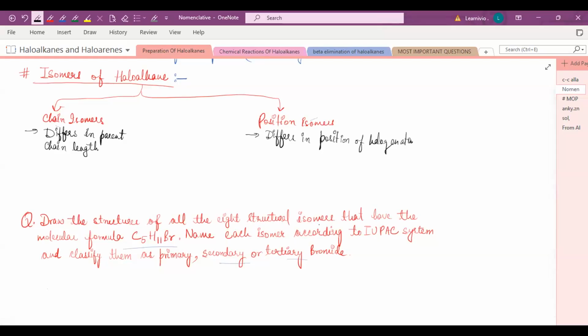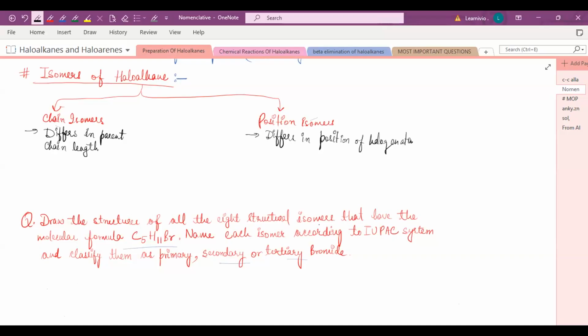The position of the halogen atom will be different, but the molecular formula will be the same. So there are two types of isomers which exist for the haloalkane. Chain isomers, where they differ in the parent chain length. Chain length will be different from that of the parent. But the positional isomers are those isomers in which the halogen atom's position changes. The halogen atom position is different.